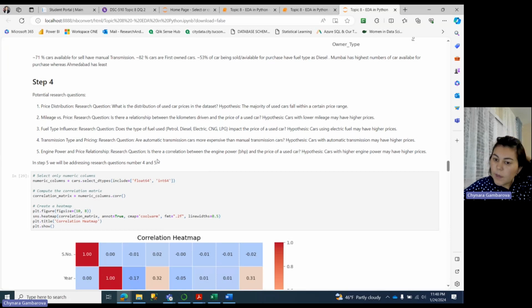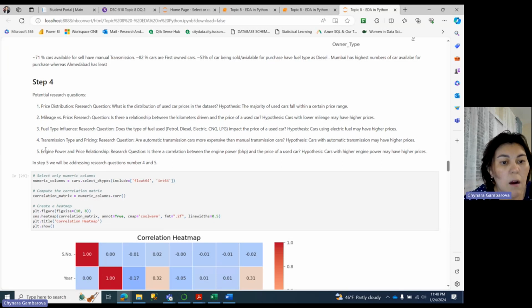And step 4. Actually, it's not step 4, it is task 4. I apologize, but here we are identifying potential research questions, and here I have some examples. For example, we could look at the price distribution, and the research question would be, what is the distribution of used cars in the data set? Or mileage comparison with price. And the hypothesis would be cars with lower mileage may have higher prices, for example.